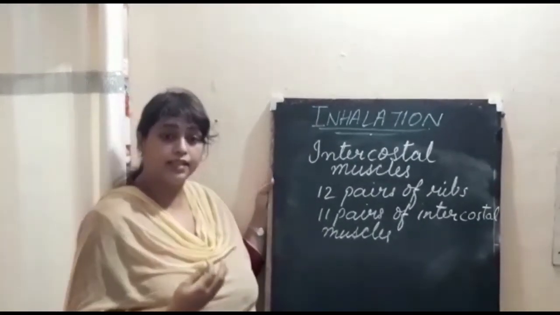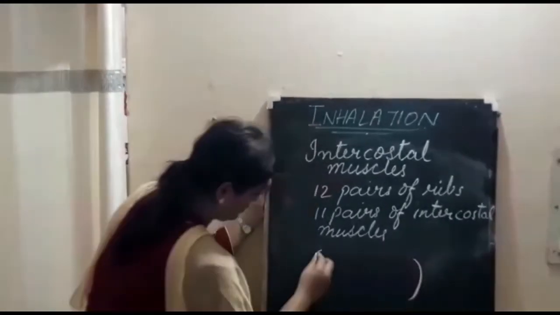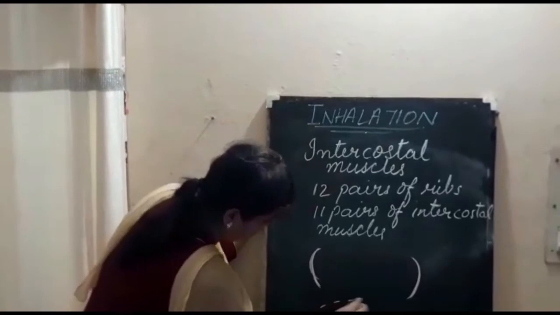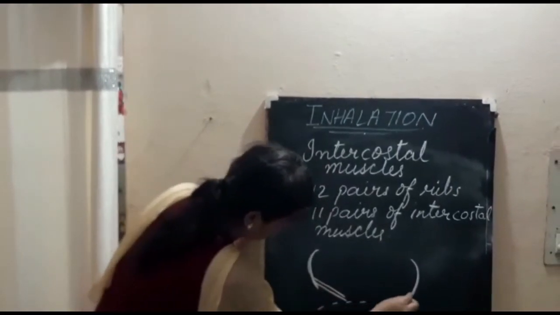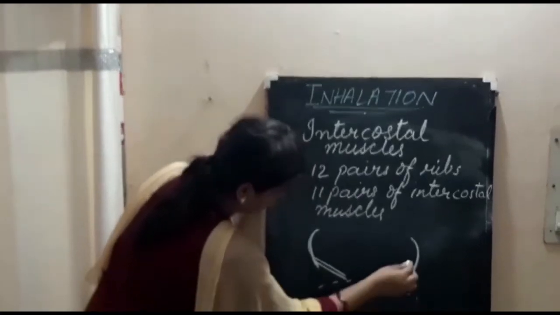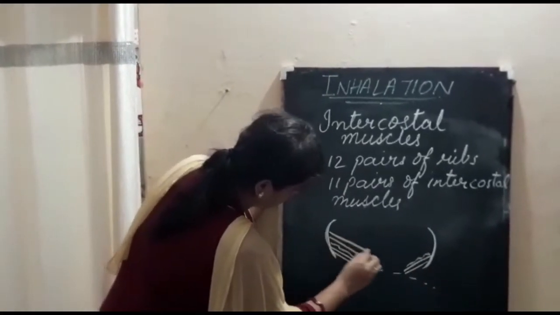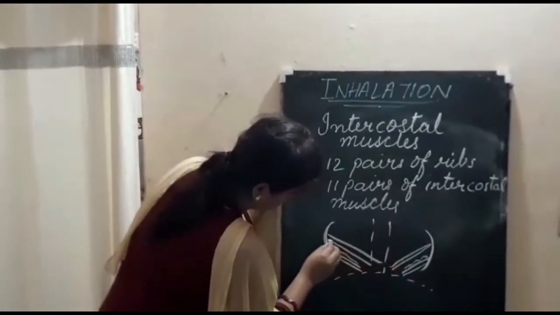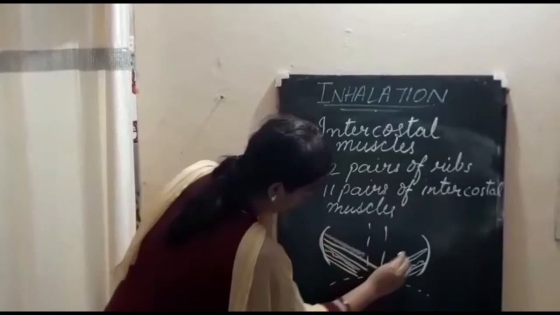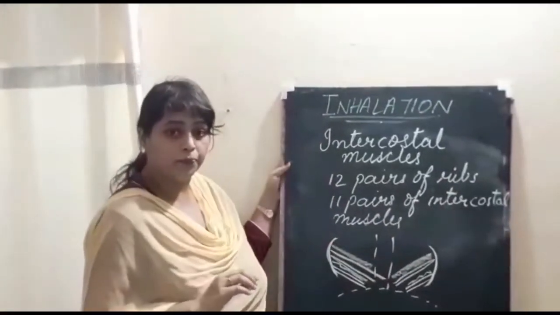Now this is a rib, as you can see in the picture. This is a rib, this is the diaphragm. Now the ribs are like this and the muscles are present in between the ribs. This is the backbone and the muscles are present in between the ribs.